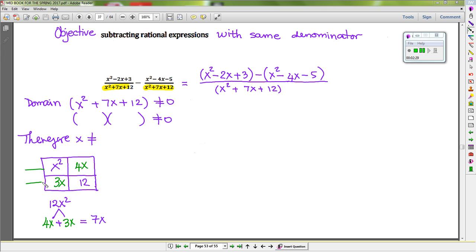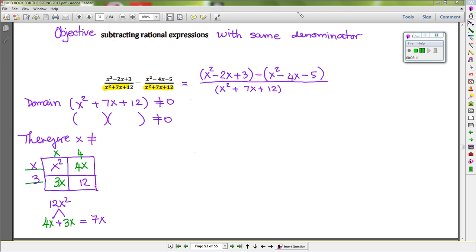Now for each row, I'm going to find the greatest common factor. For row 1, x squared and 4x, the greatest common factor is x. For row number 2, the 3x and the 12, the greatest common factor is 3. Now let's go to the columns. I'm going to take the term inside and divide by the greatest common factor outside. So x squared divided by x will give us x, and you can check x times x is x squared. 4x divided by x will give us 4, and you can check 4 times x gives you 4x. And then here you can check again: 3x divided by 3 gives you x, and 12 divided by 3 gives you 4.